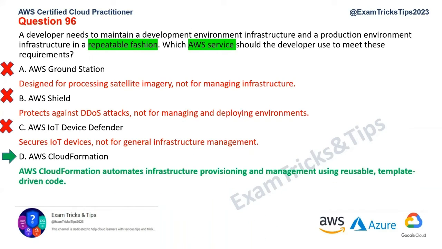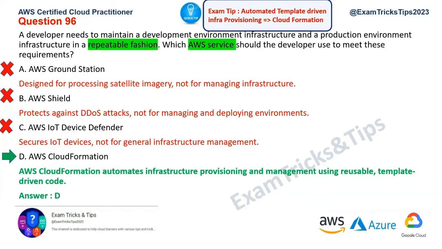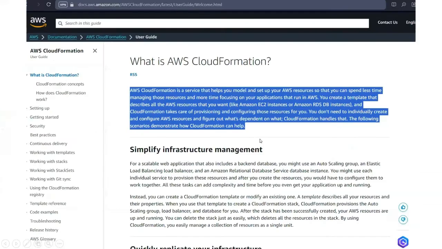So very nicely, we are left with option D, AWS CloudFormation. It is a template-driven solution. It automates the infrastructure. It uses reusable template-driven code to do that. So the final answer for this particular question number 96 is option D. Exam tip for you: if you get any question around automated template-driven infrastructure provisioning in the context of AWS, your answer is CloudFormation. Let's move on to some reference documentation as well.